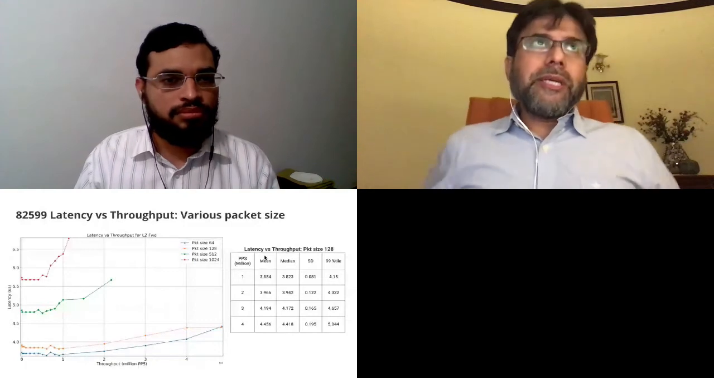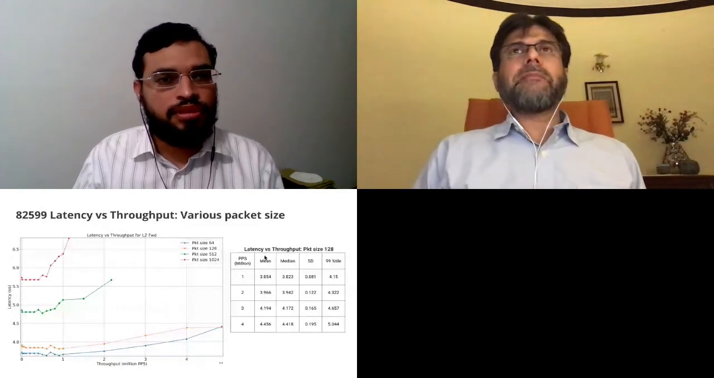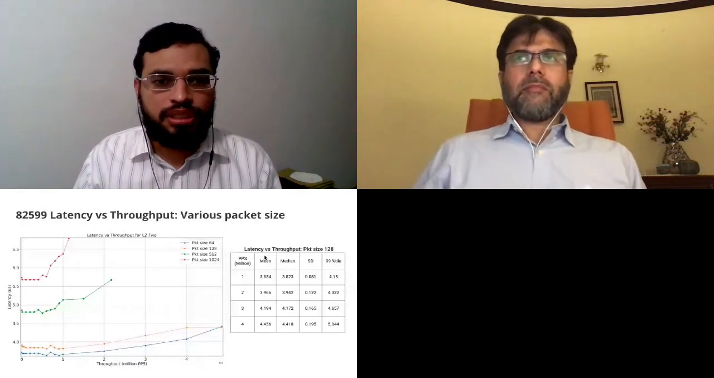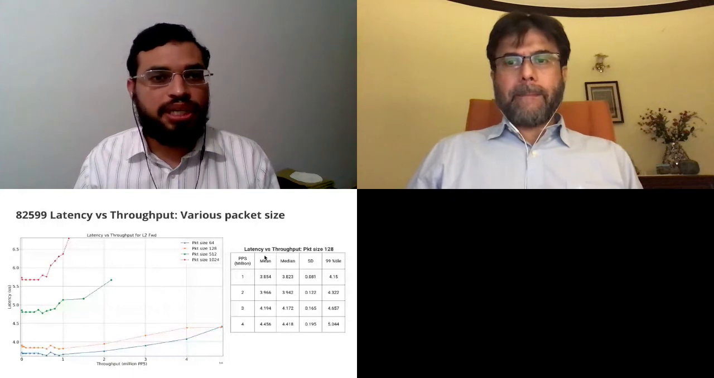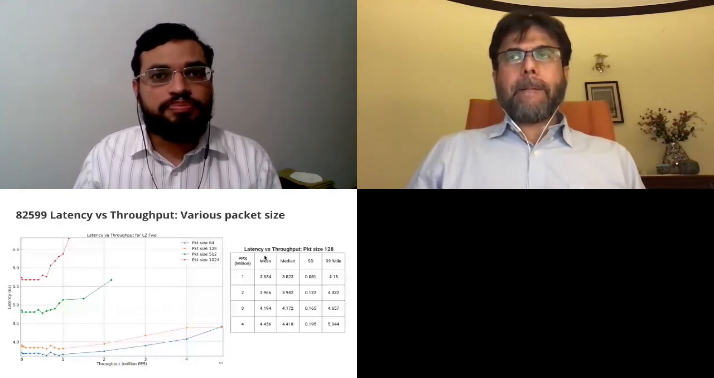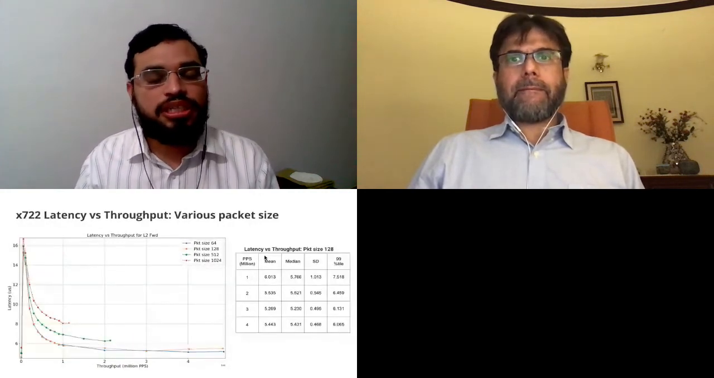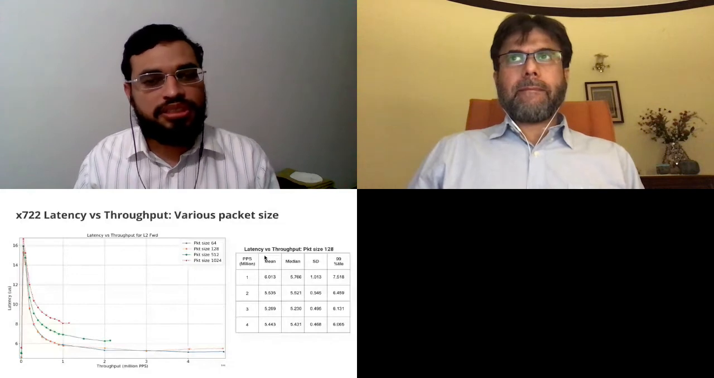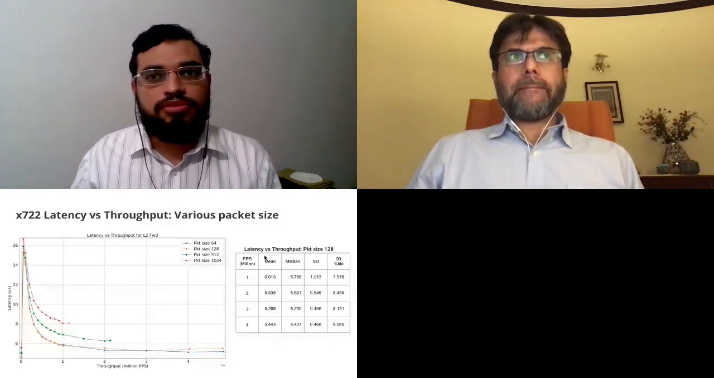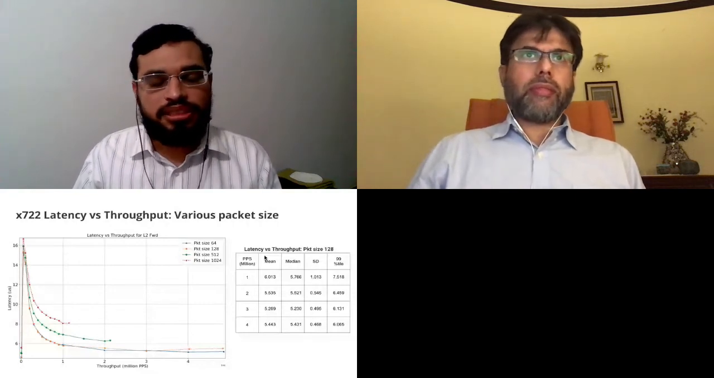So we also did the same thing for X722, and Ahmed can guide you through what we saw there. We did similar experiments with X722, but to our surprise, we got a spike when the PPS was low. On our investigation, we found that this is due to interrupt moderation, because this is how the X722 is designed. We disabled that interrupt moderation and saw some good latency numbers.